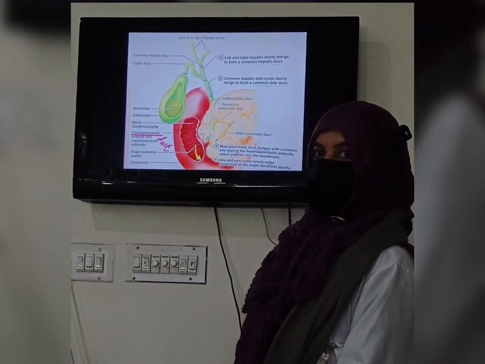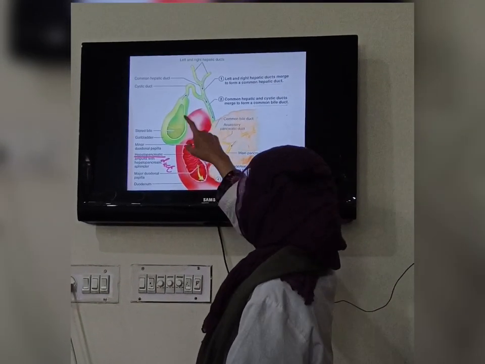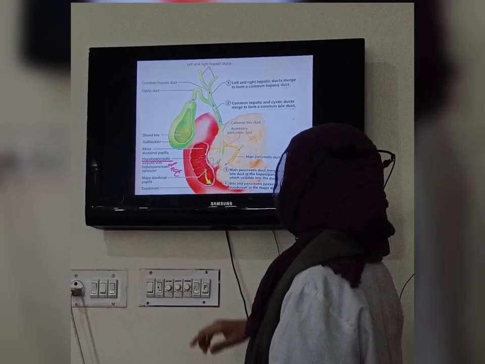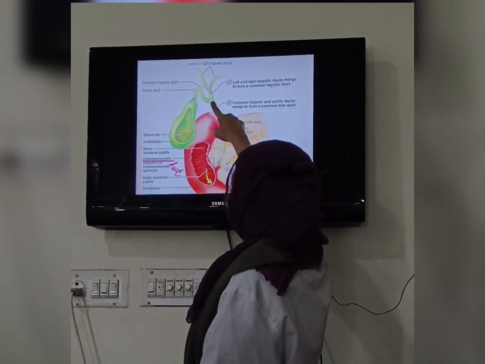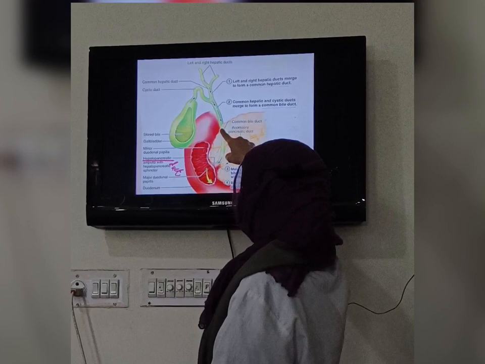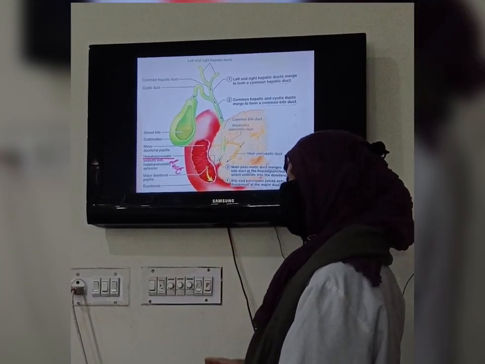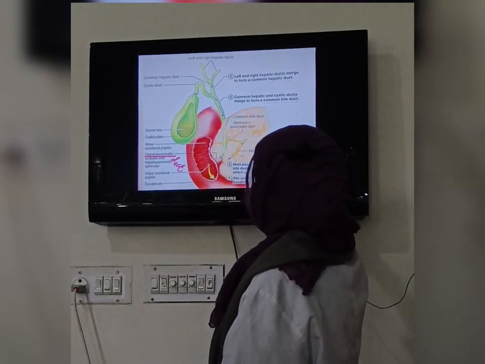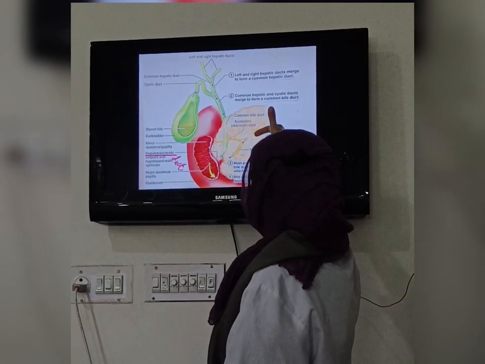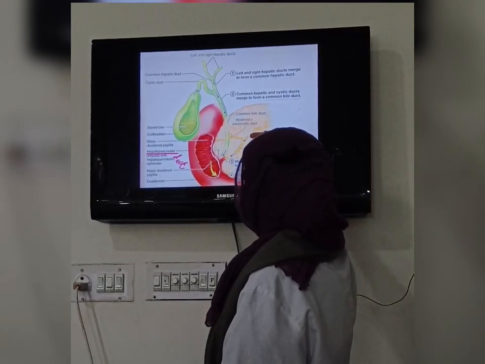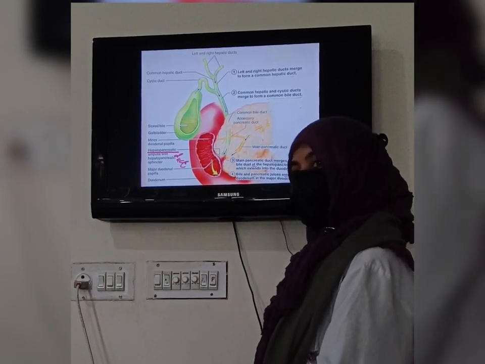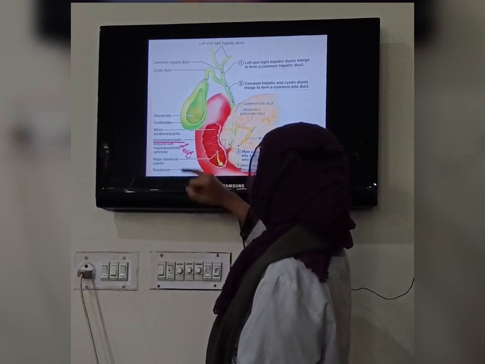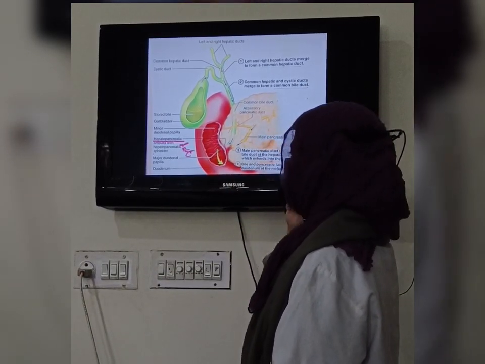It means whenever we eat fatty food, it is supposed to pour its stored content through its cystic duct, that will combine with the common hepatic duct to form the CBD, common bile duct, to carry the bile towards the duodenum. And here, today's topic is the pancreas, in which you can see the main pancreatic duct as well as the accessory pancreatic duct. They are opening into the second part of duodenum through the minor duodenal papilla and of course the major duodenal papilla, right?